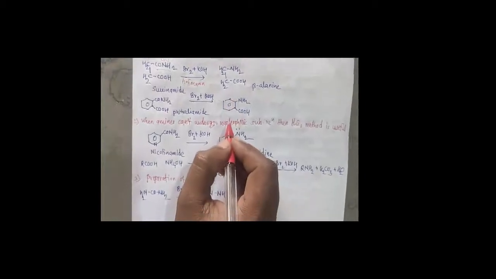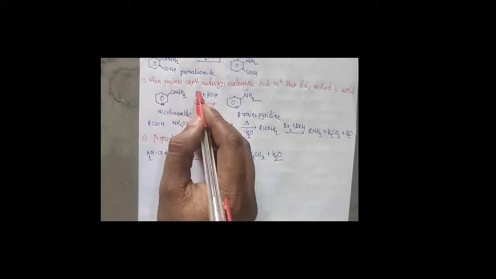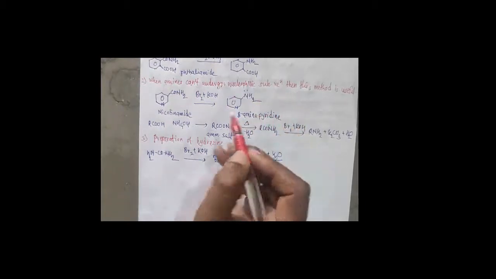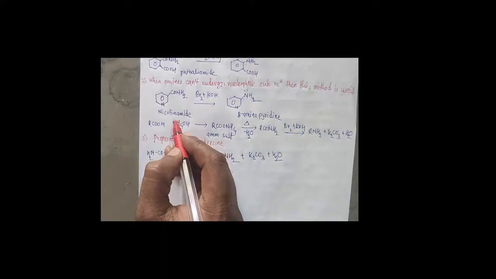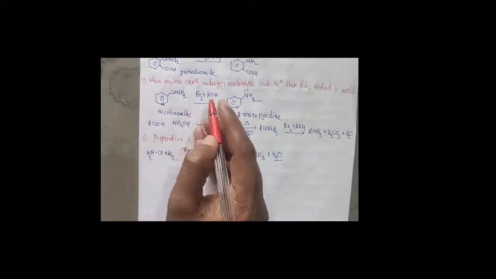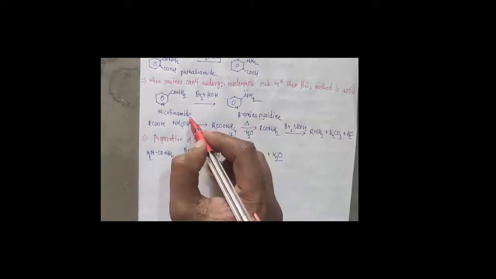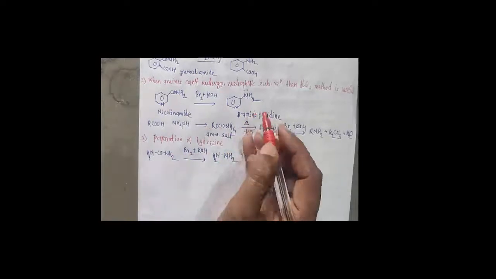Next one is phthalimide. In this structure of phthalimide, when treated with Br2 and NaOH, it is converted into the corresponding primary amine. Next application: when aromatic amines can't be made by nucleophilic substitution, this method is useful. In nicotinamide, direct amination is not possible. When it undergoes the Hofmann reaction, the CONH2 group is converted into the primary amine and it forms beta-aminopyridine.